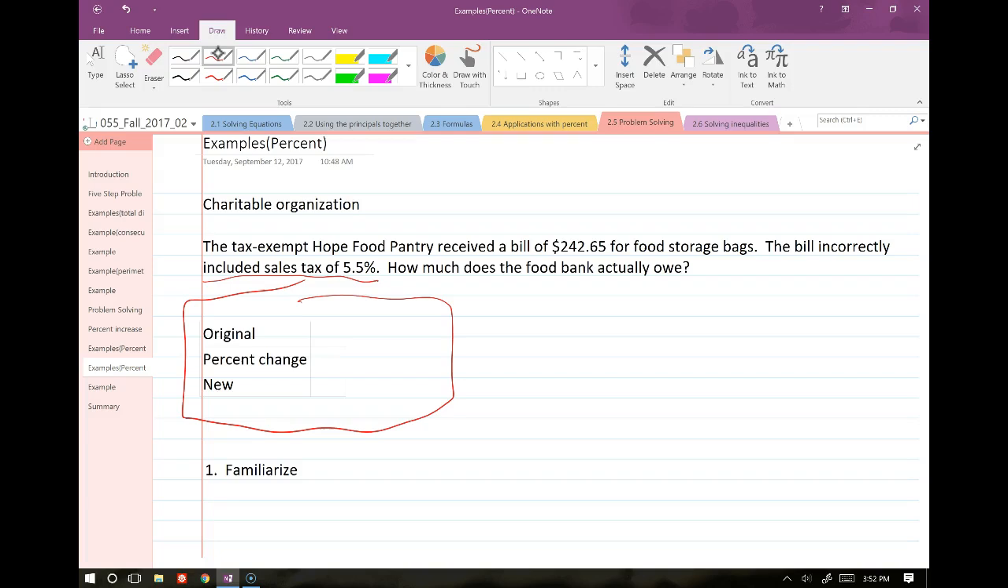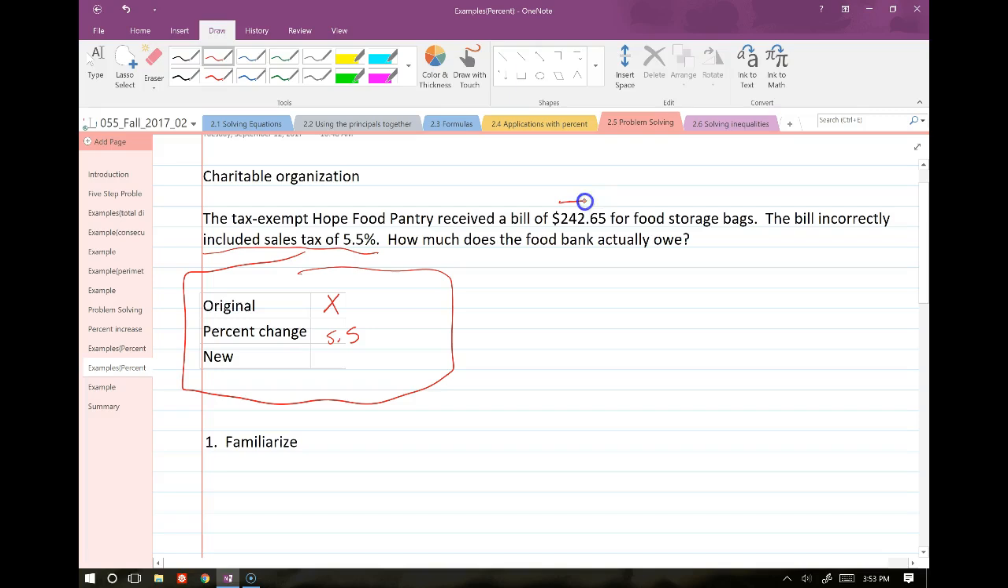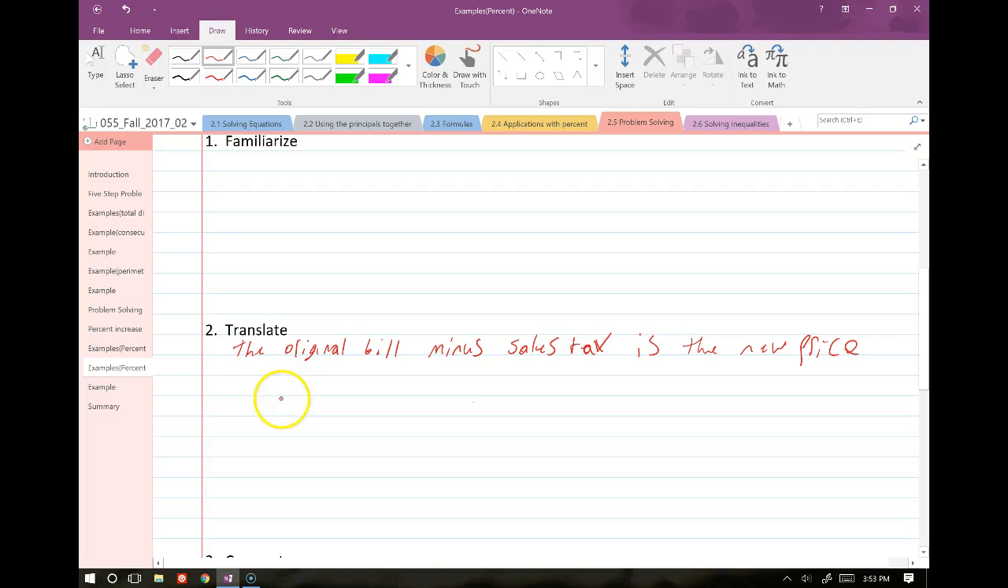So we're going to go back and redo this table because I filled it out wrong, right? What we want to do is find the original price. The percent change is going to be 5.5, and the new price is the wrong price that they give us, 242.65. All right. So the original bill, I had the sentence right at least. Okay, so the original bill, X plus the sales tax, 5.5%, which is 0.055 times the original, is equal to the new price, which was 242.65. Is that right? Yes.